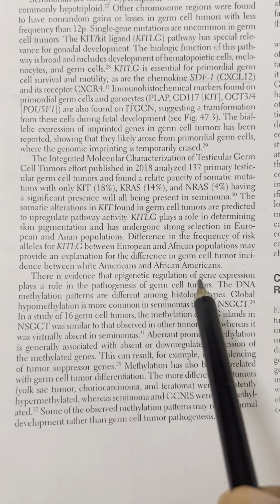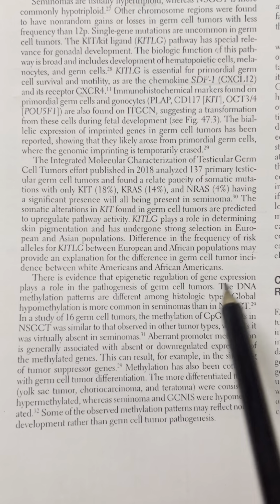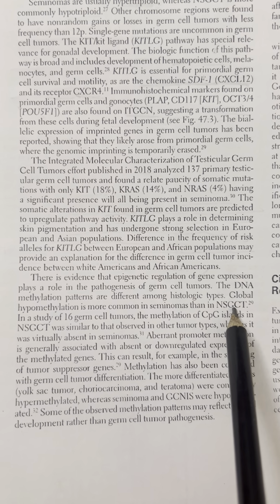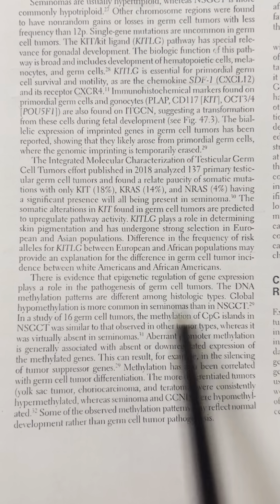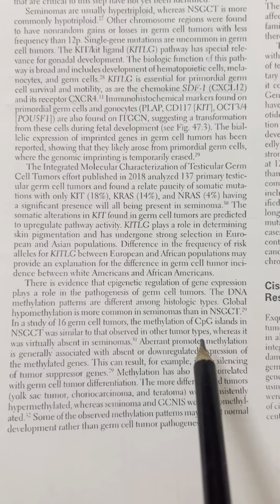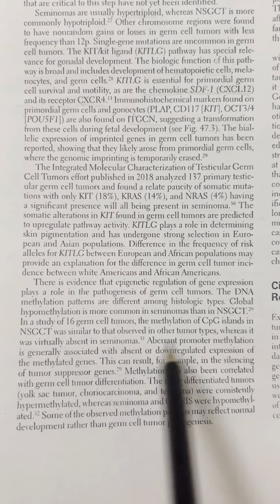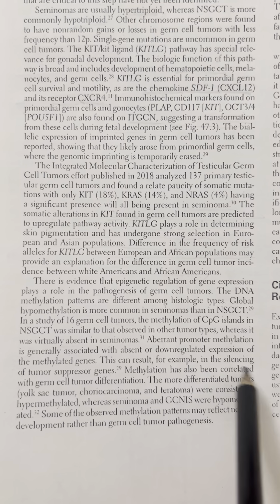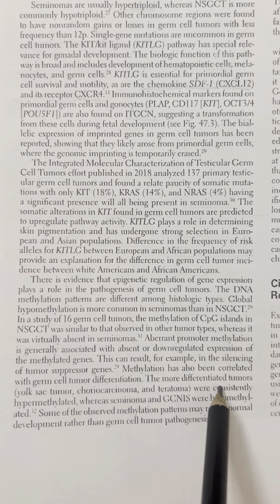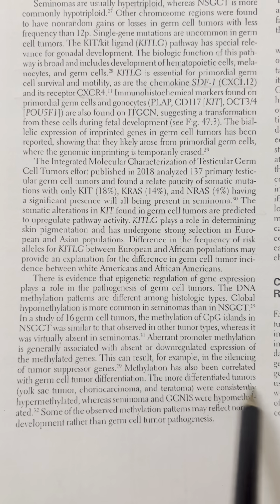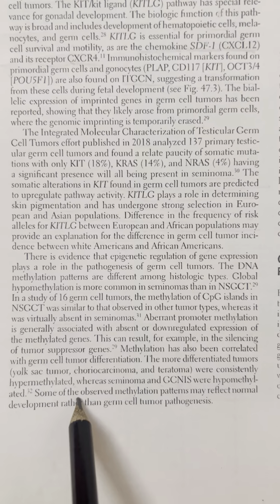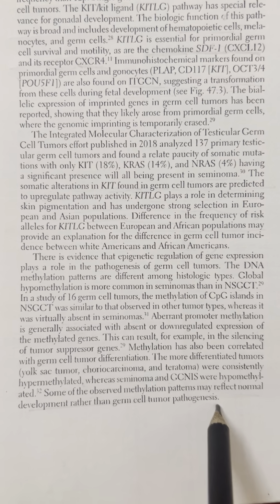And there is evidence that epigenetic regulation of gene expression plays a role in pathogenesis of germ cell tumor. DNA methylation patterns are different among histological types. Global hypomethylation is more common in seminoma than NSGCT. In a study of 16 germ cell tumors, the methylation of CpG islands in NSGCT was similar to that observed in other tumor types, whereas it was virtually absent in seminoma. Aberrant promoter methylation is generally associated with absent or down-regulated expression of methylated genes, and this can result, for example, in the silencing of tumor suppressor genes. Methylation also has been correlated with germ cell tumor differentiation: the more differentiated tumors, yolk sac tumor, choriocarcinoma, and teratoma, were consistently hypermethylated, whereas seminoma and germ cell neoplasm in situ were hypomethylated. Some of the observed methylation patterns may reflect normal development rather than germ cell tumor pathogenesis.